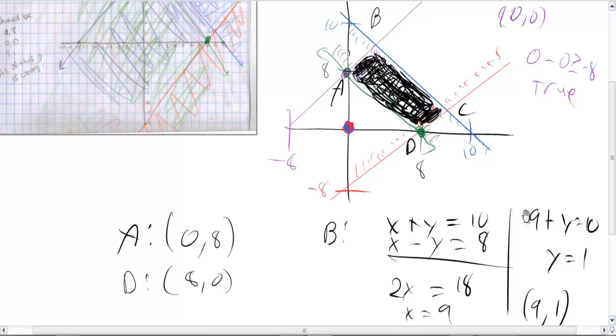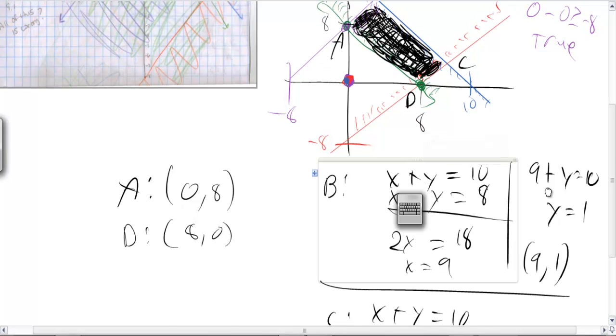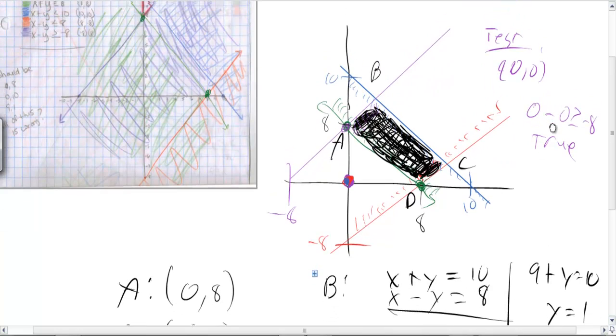But that's okay. All I did here is I accidentally switched them. If you notice, the x plus y equals 10. I apologize about that. You're probably sitting there wondering what I was talking about. X plus y equals 10 was the blue, and x minus y equals 8 is the red. So that actually gives us our C intersection, not our B.